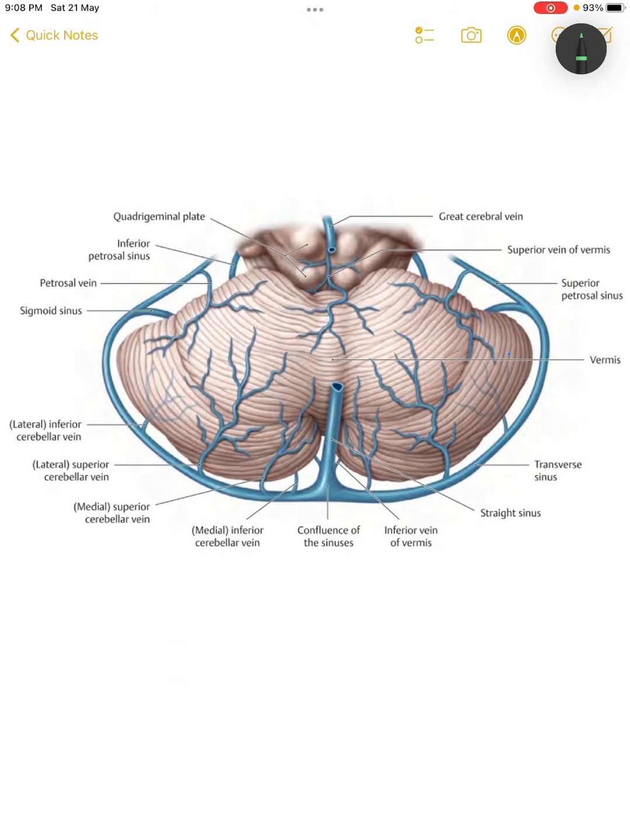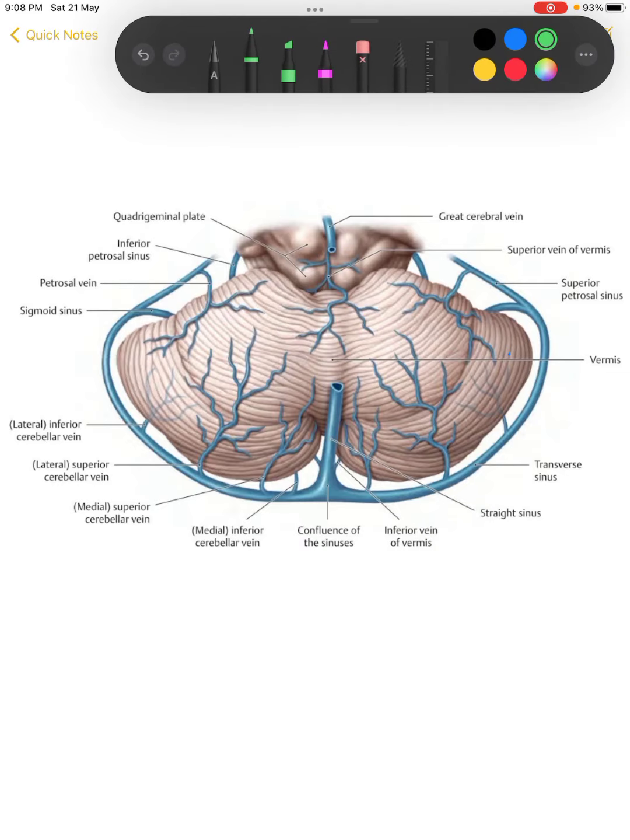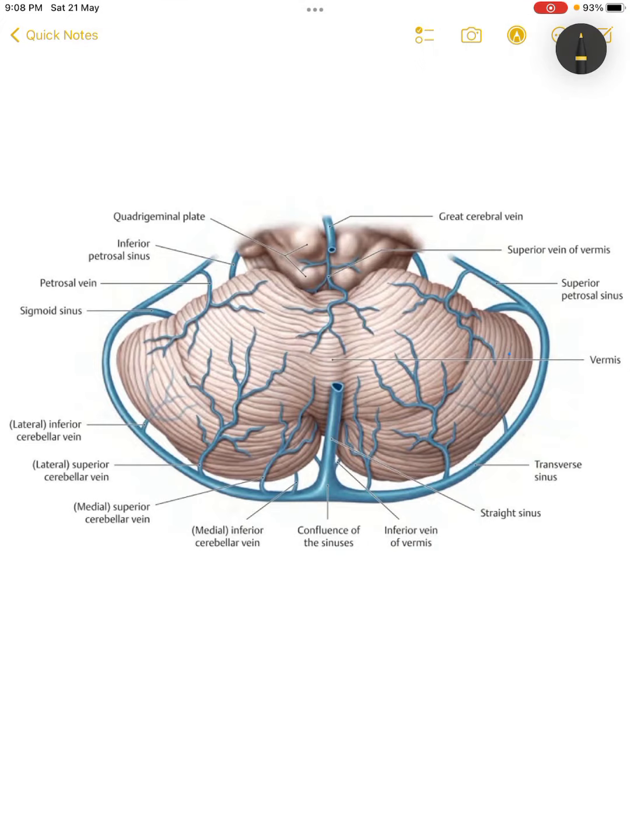Now we are going to focus on the cerebellum, the venous drainage of the cerebellum. We are going to do it in a very sequential manner. So let's focus on what we know. We know that here we have one vein which is known as the great cerebral vein or vein of Galen, and if I extend this one, it will be more accurate, because we know that the great cerebral vein and the inferior sagittal sinus come and drain into what? This straight sinus, right? Yes, this straight sinus.